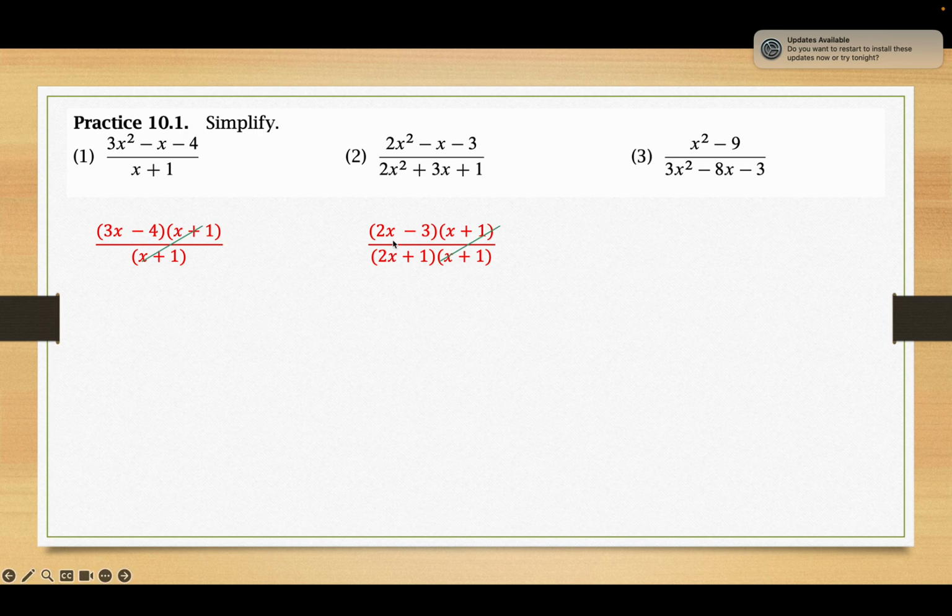That's the correct answer. I cannot cancel the 2x's because the 2x in the numerator is bonded to the negative 3, and the 2x in the denominator is bonded to the positive 1. All right. Number 3. Factor and cancel. All that you do is factor and cancel. Go ahead. Do number 3.